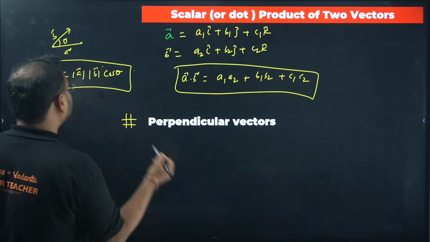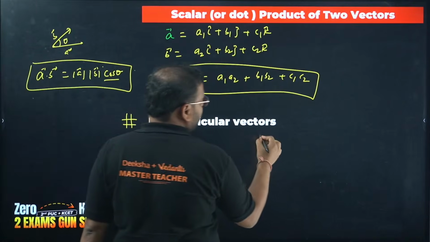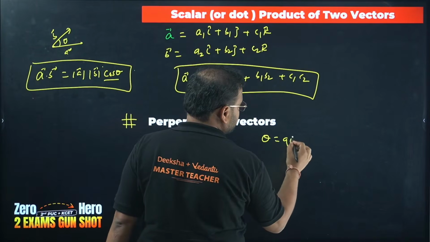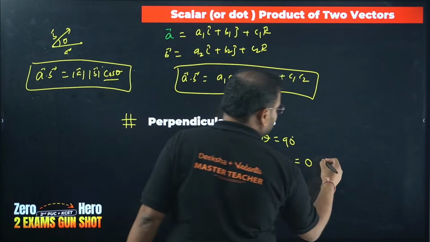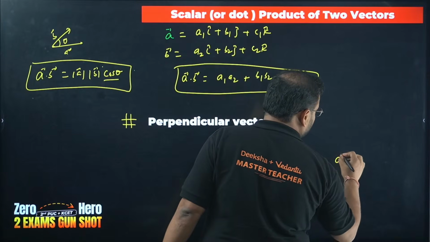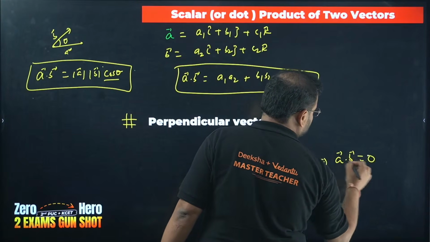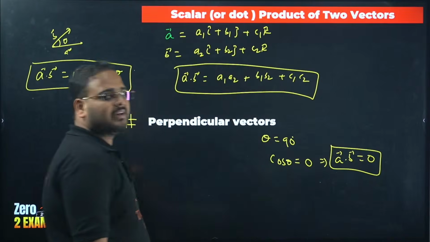The reason is very simple. You have cos theta. Perpendicular means theta will be 90 degrees, so you'll have cos theta as 0. So basically this implies that for perpendicular vectors, A dot B is always 0.